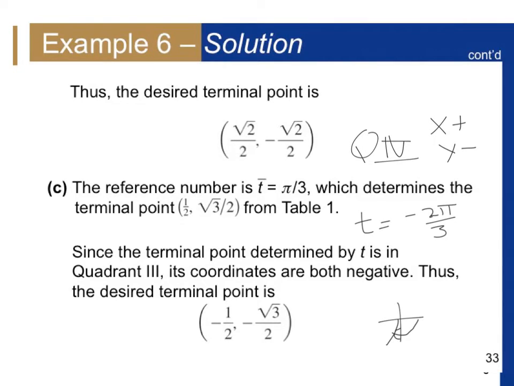In our last example, we looked at t equals minus 2 pi over 3. Our reference number, t bar, is pi over 3. Remember that gives us 1/2, square root of 3 over 2 from our table. But now, because we're in the third quadrant, the x and the y are negative, because minus 2 pi over 3 takes us over here. So instead of 1/2, square root of 3 over 2, we have minus 1/2 and minus square root of 3 over 2 for t equals minus 2 pi over 3. We're going from here to here, right?